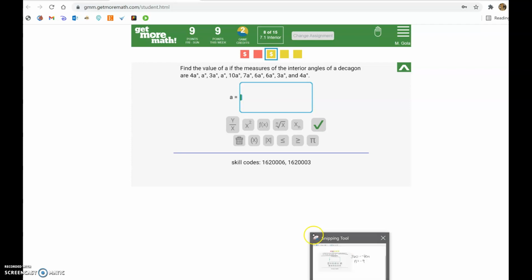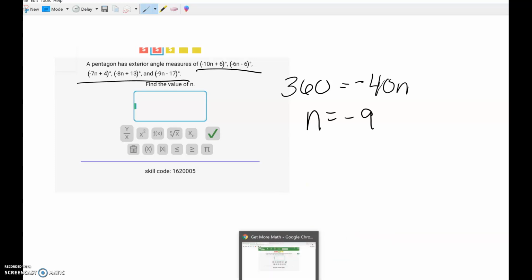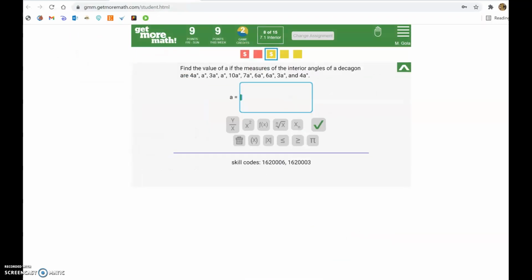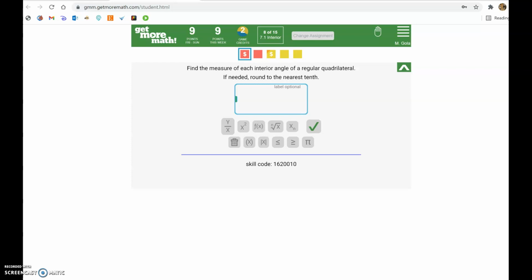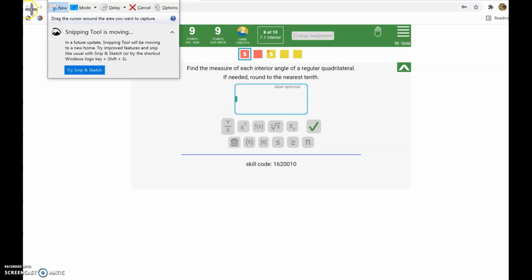Decagon, can't write on this. Whoop. So I want to skip that one because we've done something like that. Here we go. Here's another one I don't think we've done.